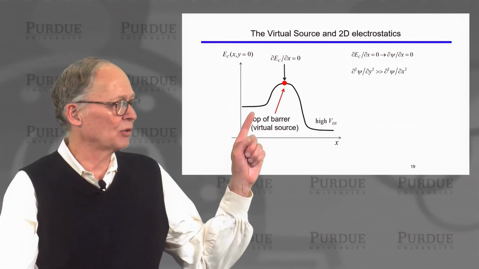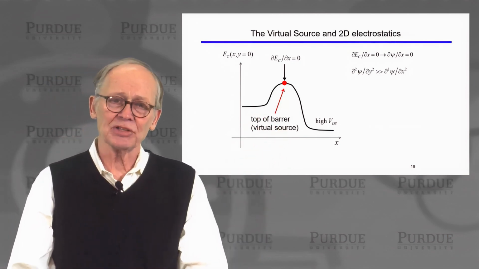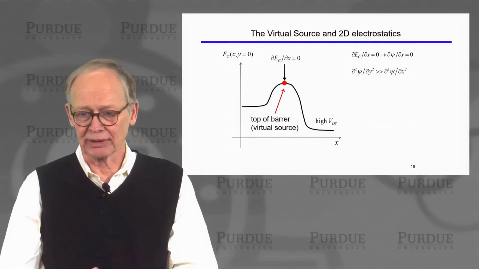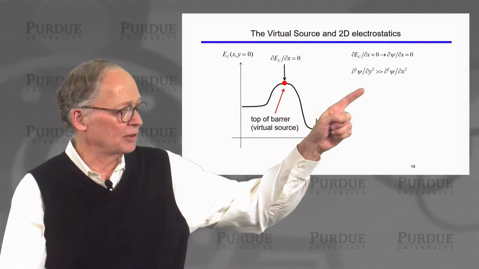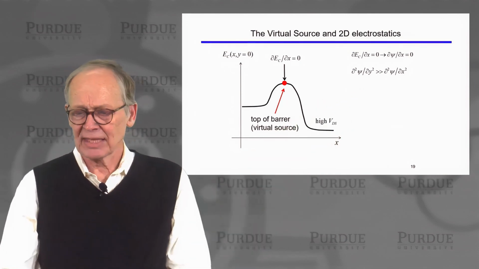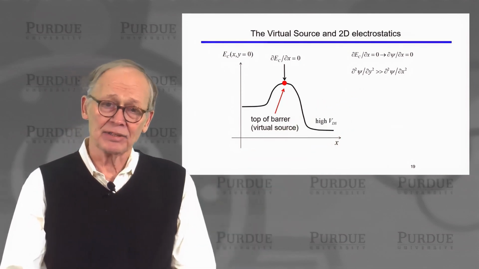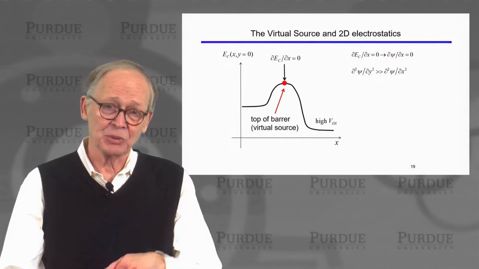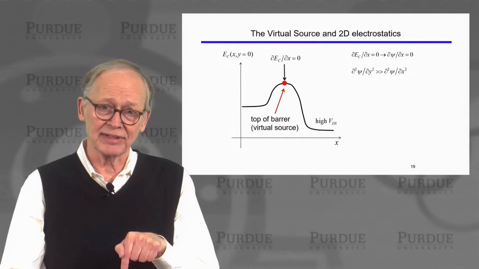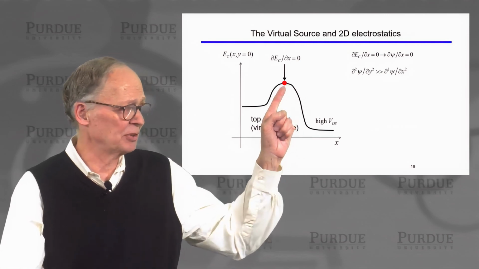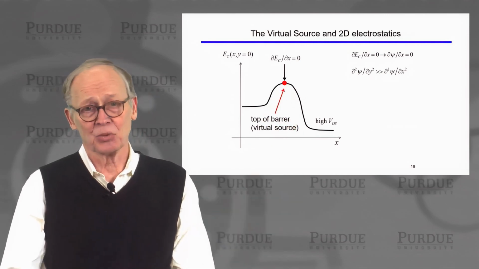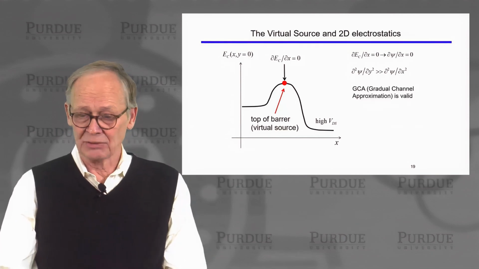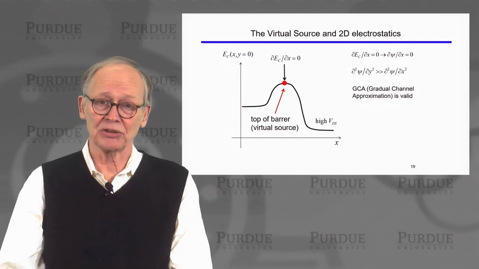The distance y is along the channel. If we've engineered the device well, appropriately, then the curvature in the direction along the channel is much less than the curvature in the direction normal to the channel. That means we can use our MOS electrostatics to think about, at least at the top of the barrier, what is the mobile charge as a function of gate voltage. And this is called the gradual channel approximation.